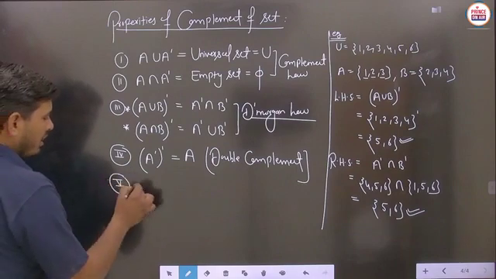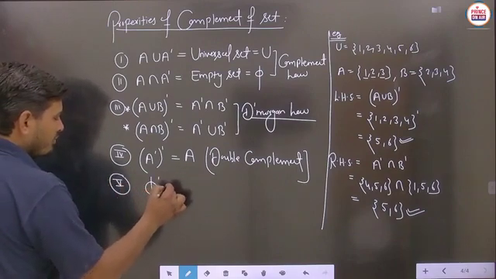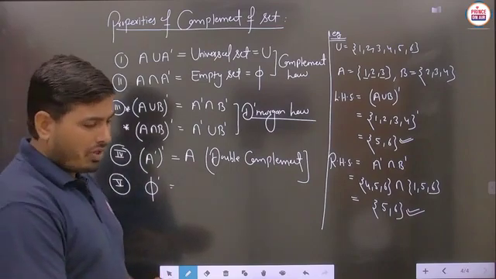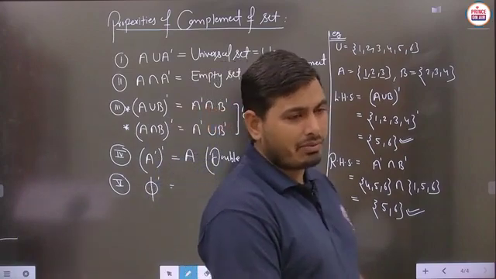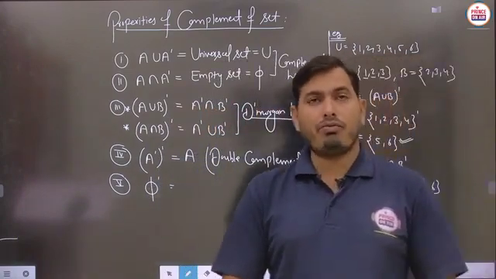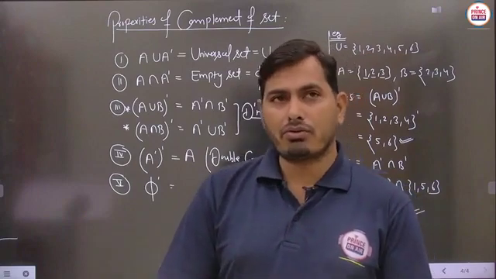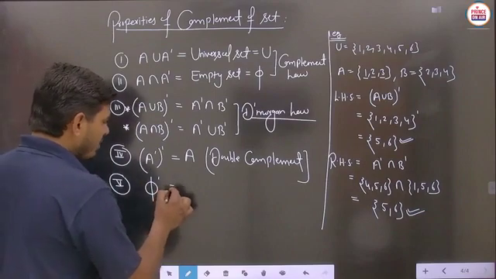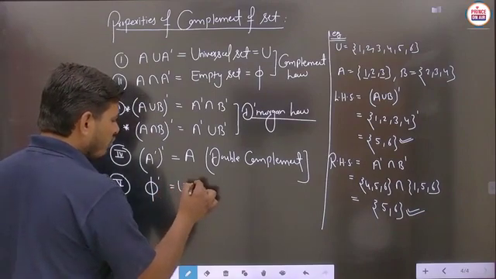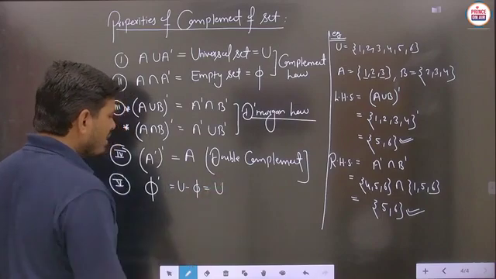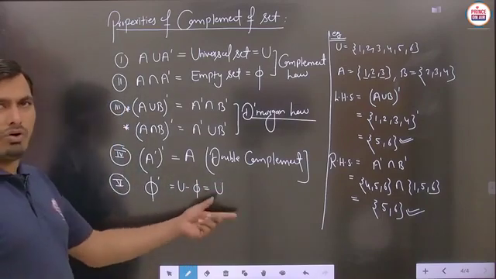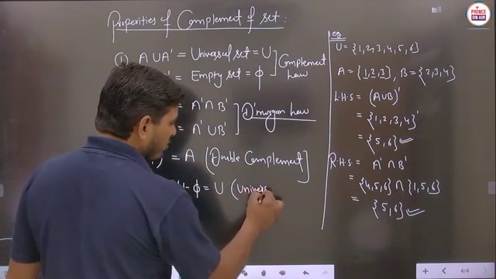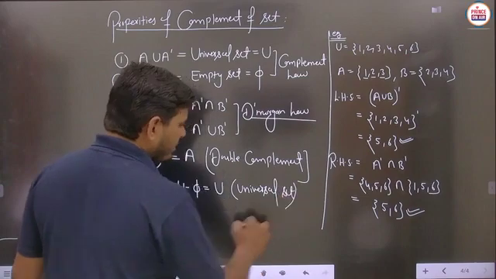Suppose we are taking the phi dash. First of all, you know very well about phi. Phi is equal to the empty set. Then phi dash we obtain as U minus phi, and U minus phi is written as the U. Meaning the answer of phi dash will always be the universal set. Is that clear?